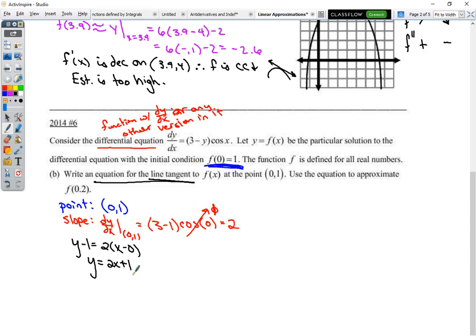The last step it asks us to do is to use the equation to approximate f of 0.2. Again, remember, I don't actually know anything about f of x other than it's a solution. So what I'm going to do is f of 0.2 is approximately y evaluated at 0.2. So we would get 2 times 0.2 plus 1, or 1.4.